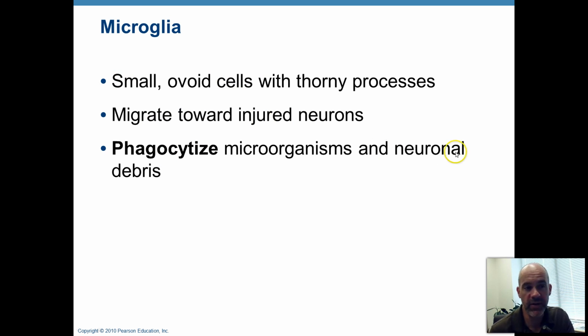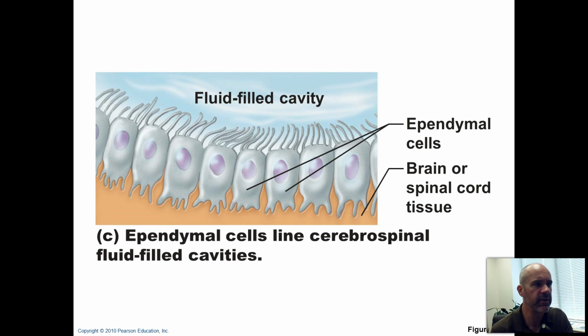If you do have damage in the central nervous system, they're going to, just like macrophages, phagocytose, ingest your damaged cells and tissues. These microglia will do that for you in the central nervous system.